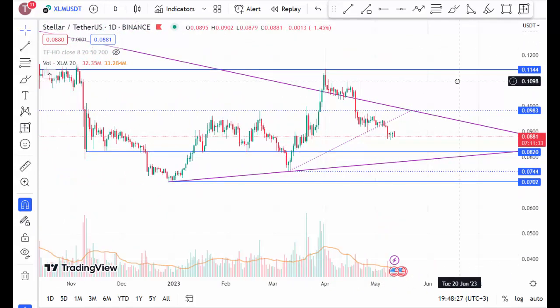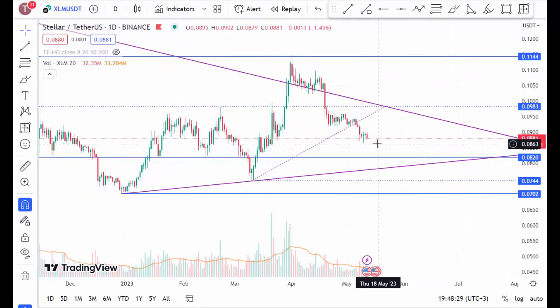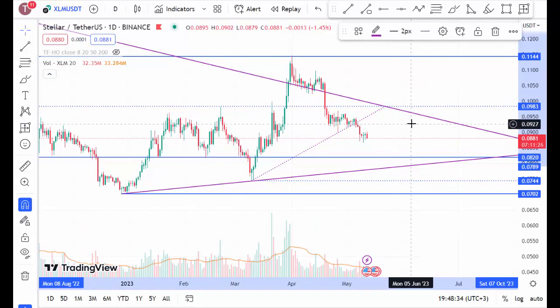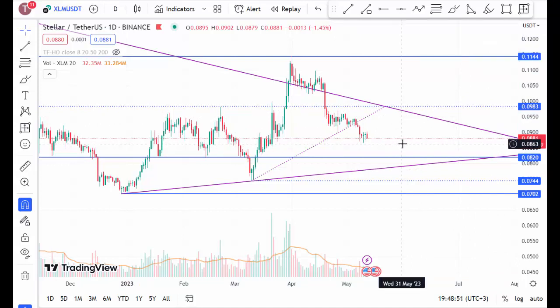If it reverses from this point, the first target is, of course, the resistance zone of the falling trend. We want this resistance zone to break to the upside. However, since there is also an upward trend coming from below, it is also possible for it to move within this triangle before a breakout occurs. Therefore, we need to be careful. Placing a buy order before the resistance zone is broken can be very risky for us, so be careful.